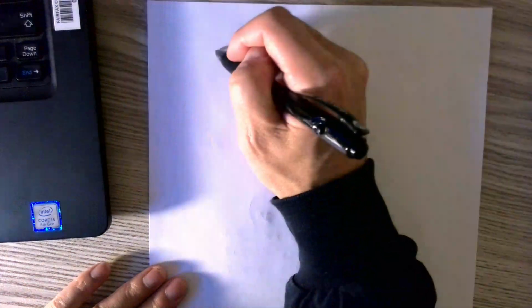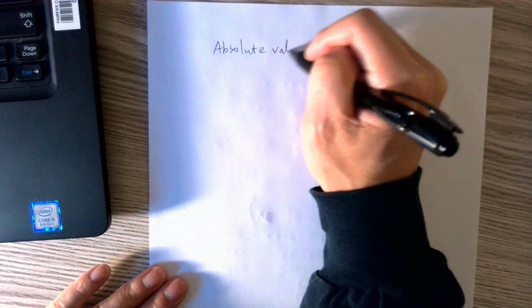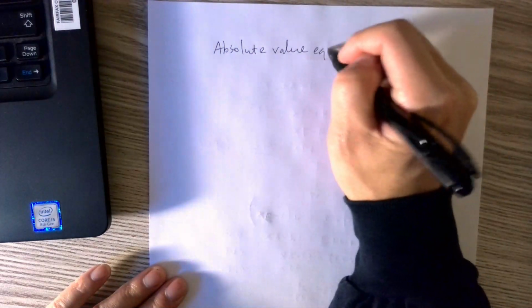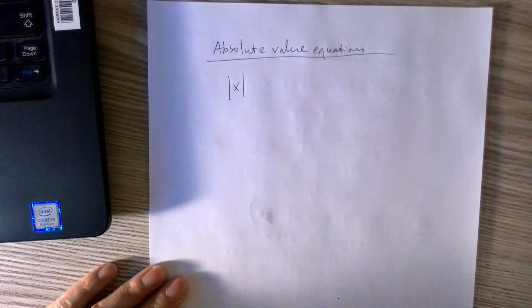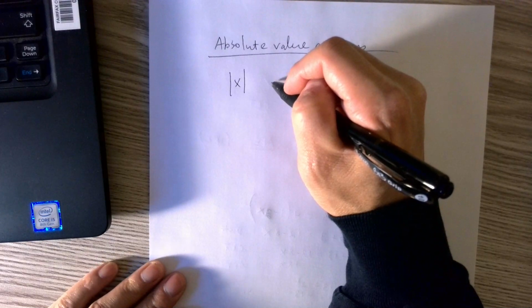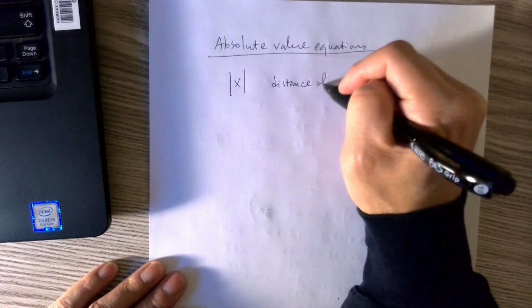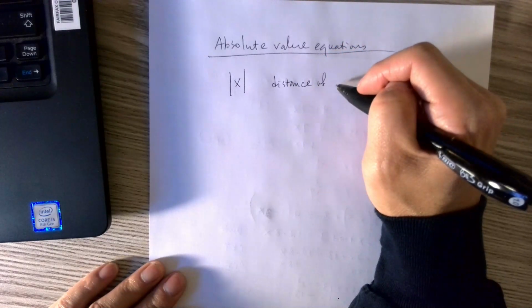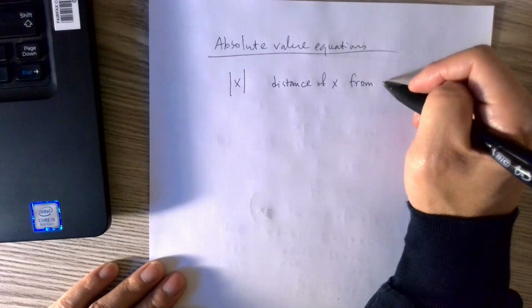Okay, the last part is going to be devoted to this kind of equation, absolute value equations. So absolute value of x means distance of x from 0.